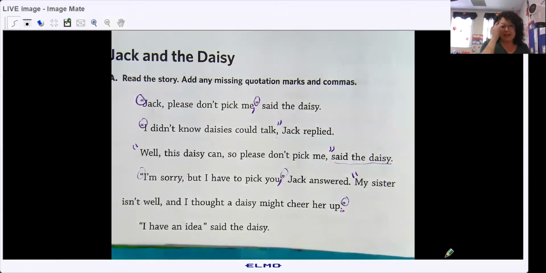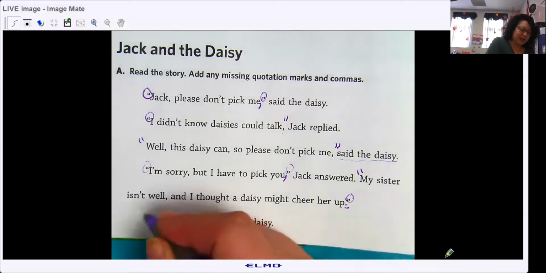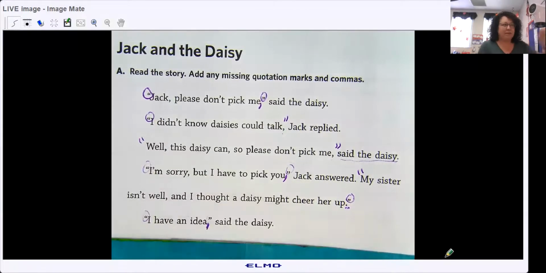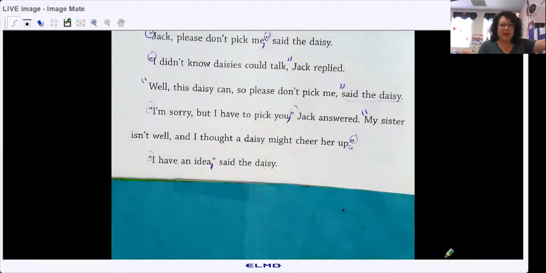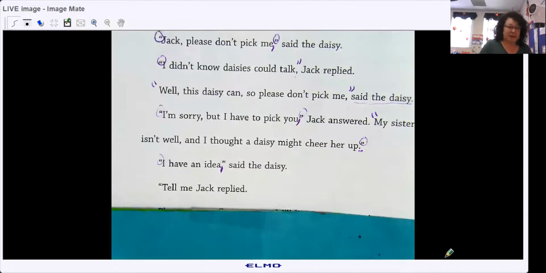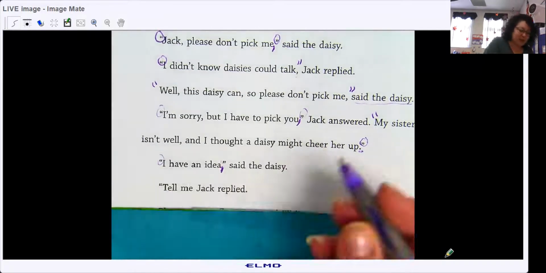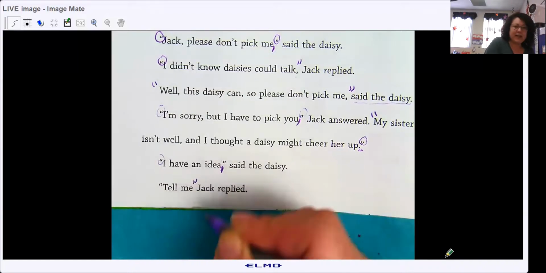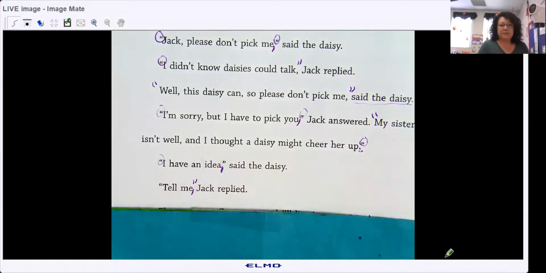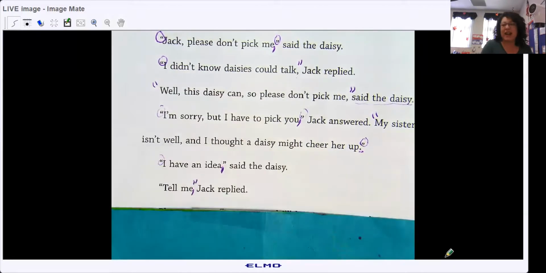"I have an idea," said the daisy. I see my quotes, but I don't see my ending, my comma there. Wonder what her idea is. "Tell me," Jack replied. I see starting quotes. Oh, there's ending quotes, and then my comma. Now, if he had said Jack yelled, then I would have put an exclamation mark, but it just says replied.